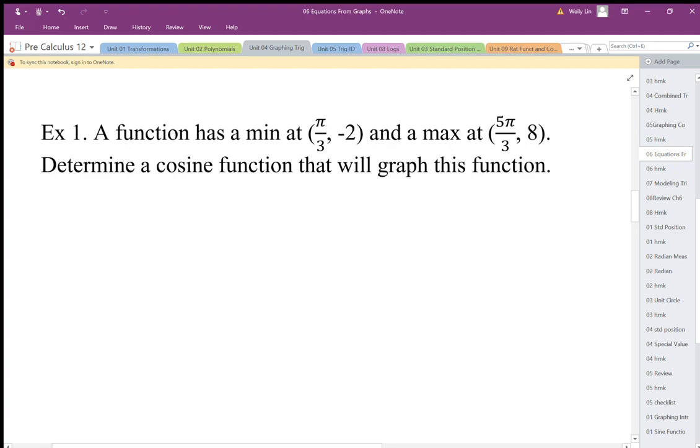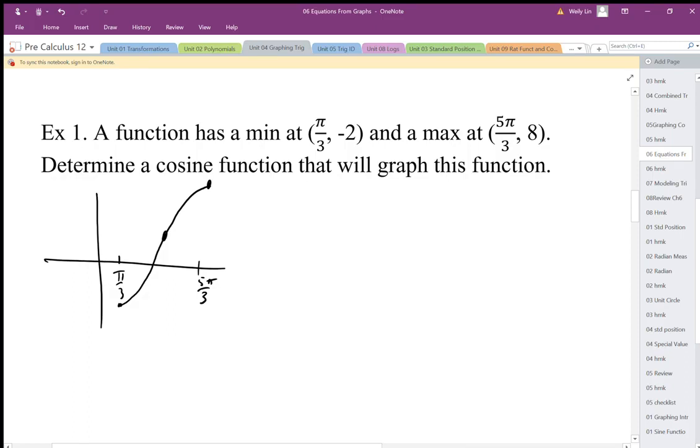We've been given a point. The minimum point is at -2 pi over 3. The maximum is at 5 pi over 3 and 8. So if I just get you a quick graph here, let's say that that's pi over 3 here, 5 pi over 3 maybe somewhere around here. We know that we have a min at -2, max at +8, and it goes through 2 quadrants to go from the min to the max.